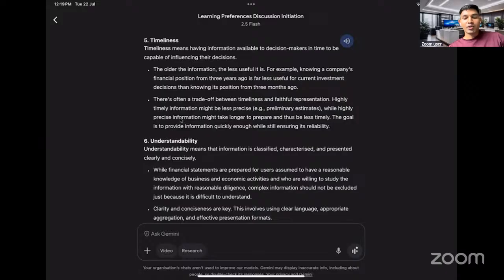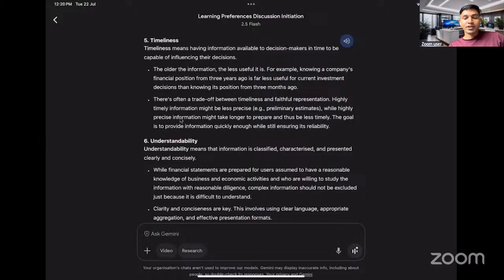The older the information, the less useful it is. For example, knowing a company's financial position from 3 years ago is far less useful for a current investment decision than knowing its position from 3 months ago. Okay. There's often a trade-off between timeliness and faithful representation.